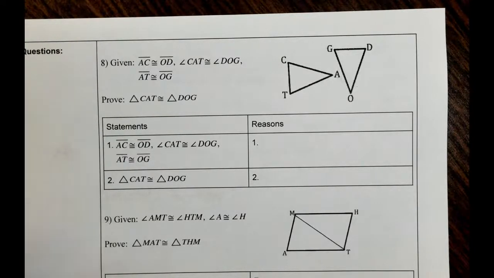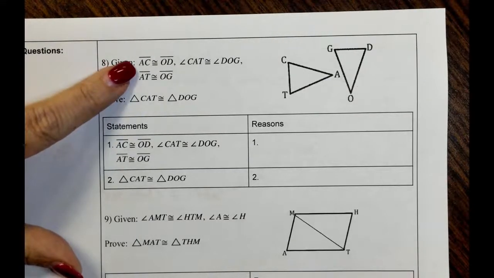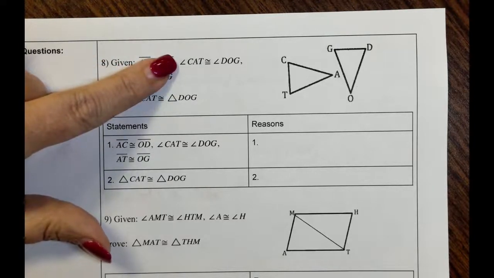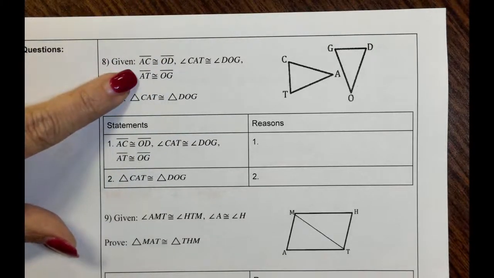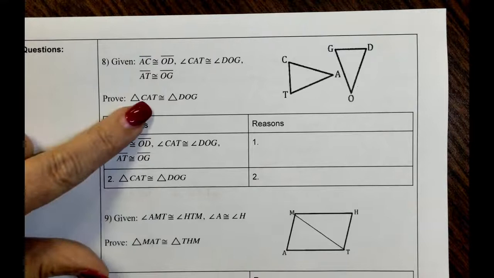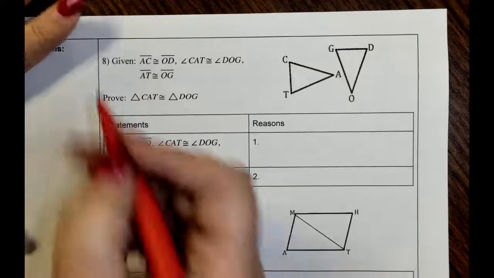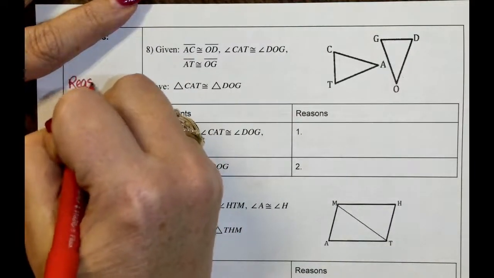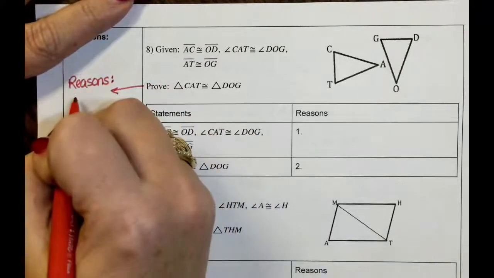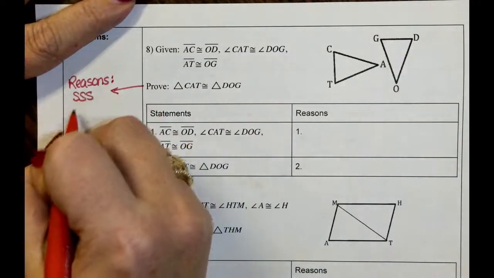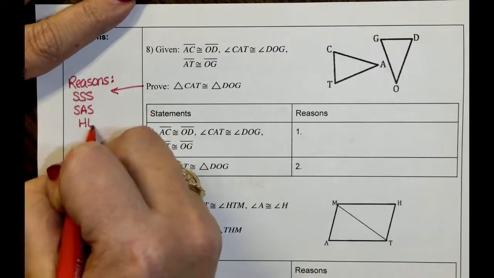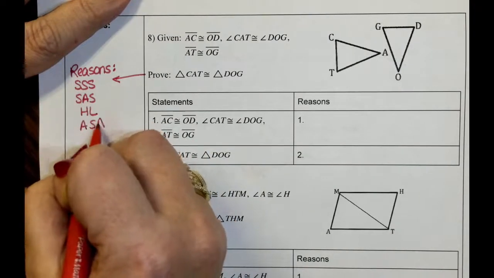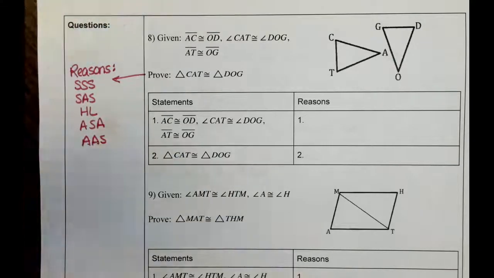So you are always going to be given some information and you're going to be trying to prove something. I have been given that OC is congruent to OD, angle CAT is congruent to angle DOG, segment AT is congruent to segment OG, and I want to prove that triangle CAT is congruent to triangle DOG. When you are trying to prove triangles are congruent, remember, this was our summary the other day: side, side, side; side, angle, side; HL; angle, side, angle; or angle, angle, side. Those are our 5 options, okay?